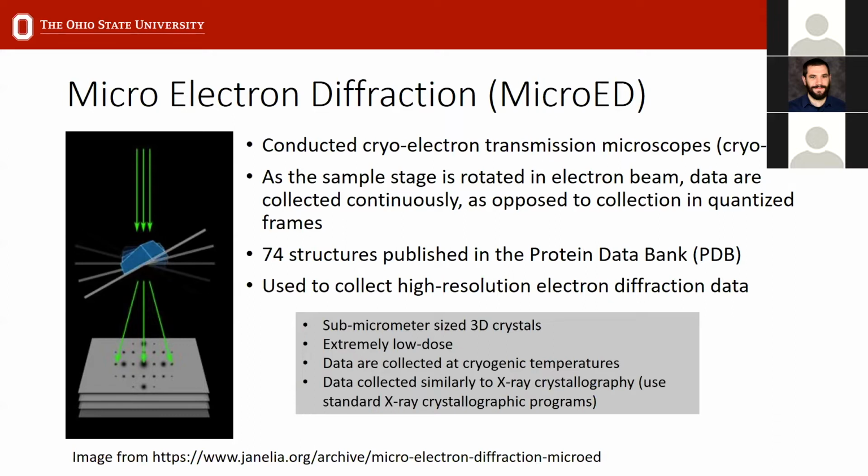So what is the real advantage of MicroED? Well, you only need to use sub-micrometer sized 3D crystals. You use a very low dose, about 1 electron per angstrom squared for a data set. You can collect your data at cryogenic temperatures. And the method is very similar to the rotation method that is used in X-ray crystallography, and so all of the software that has been developed in this method can be used for MicroED also.